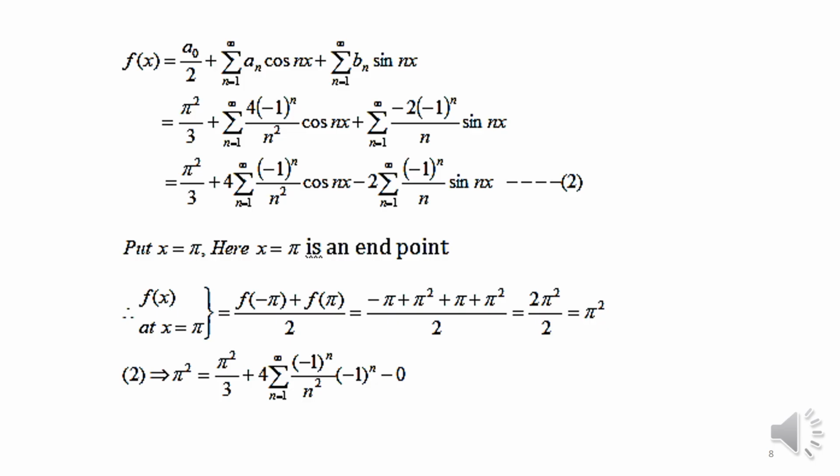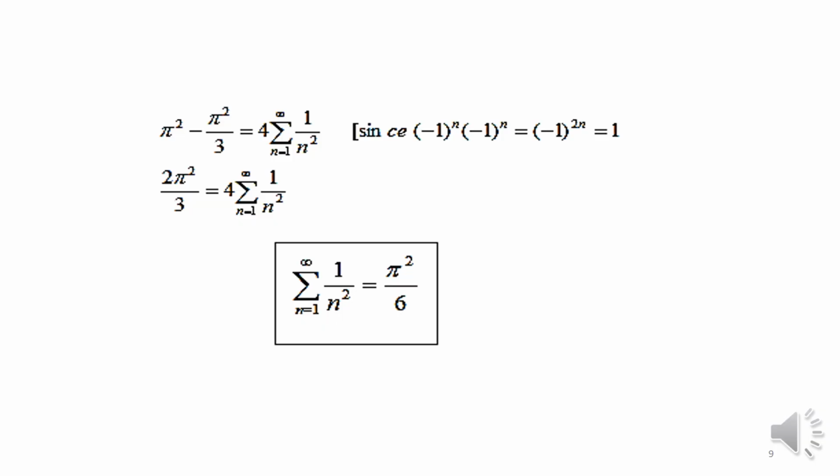So in the f of x equation, substitute x is equal to minus pi, and again substitute x is equal to pi. I will get minus pi plus pi square, plus pi plus pi square, the pi and minus pi get cancelled, leaving 2 pi square by 2, which is equal to pi square. So I will substitute the value f of x is equal to pi square. Start solving it, and I will get summation n is equal to 1 to infinity 1 by n square is equal to pi square by 6.